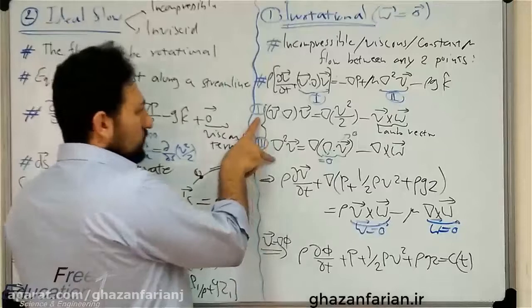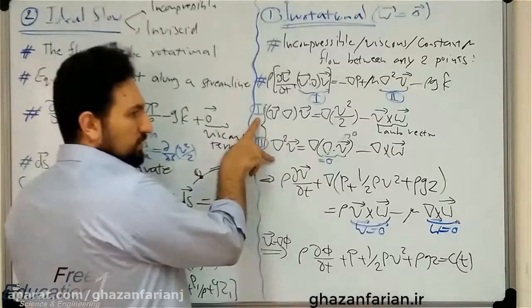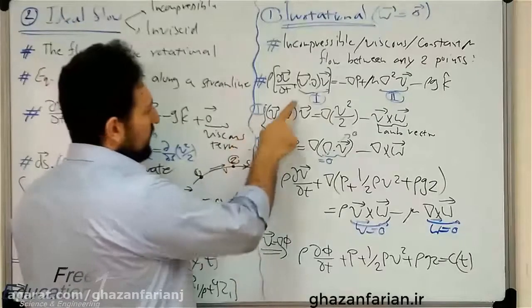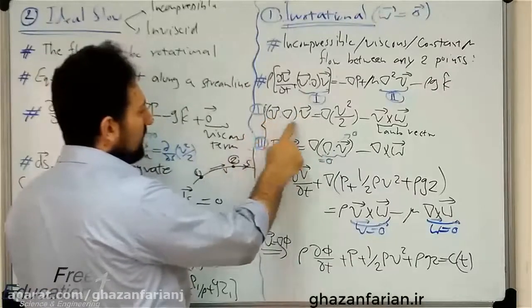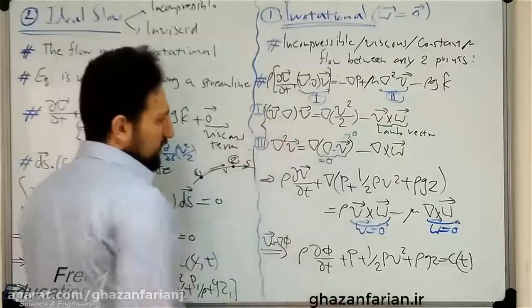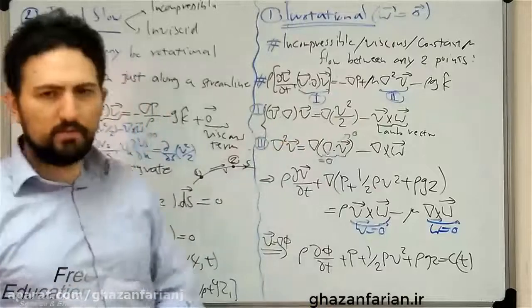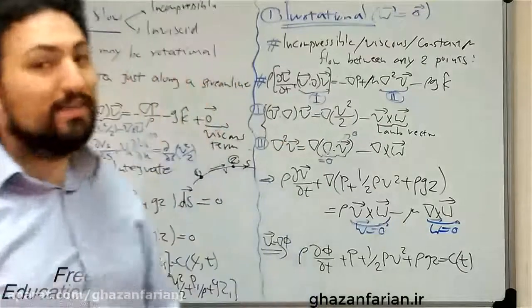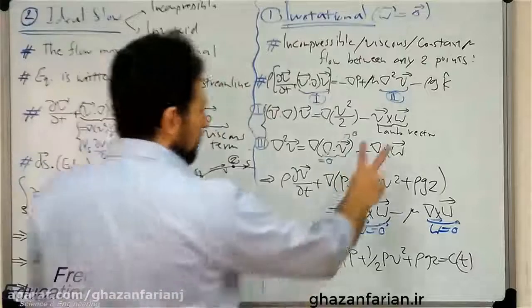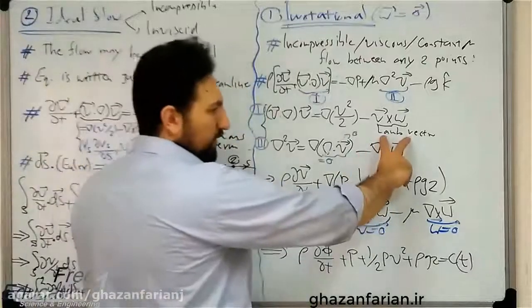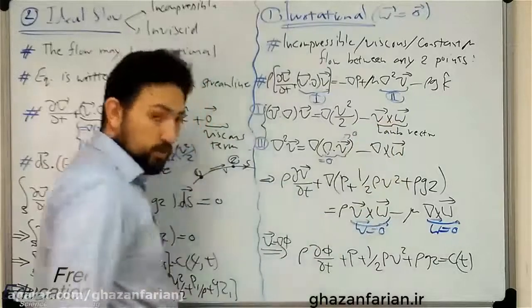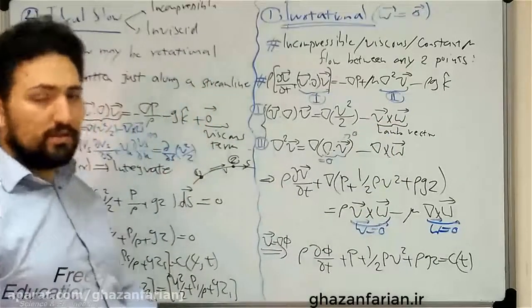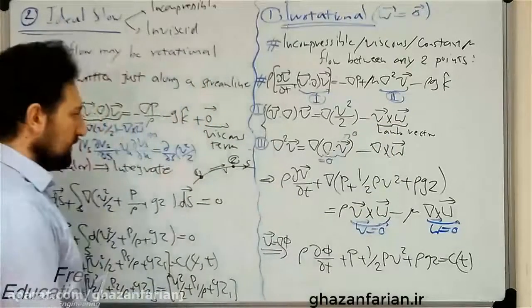I want to use two important vector identities here. The first one is related to the nonlinear term. You see that I have written the nonlinear term as a sum of two terms. The first one is the gradient of the square velocity over 2. And the second one is the lamb vector, which is the cross product of the velocity and the vorticity. And the vorticity is the curl of the velocity field.